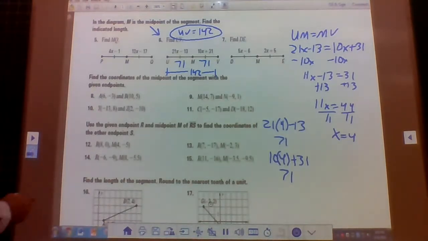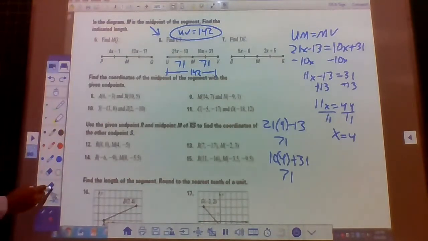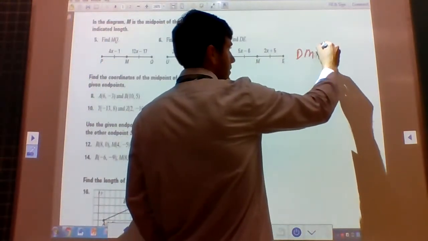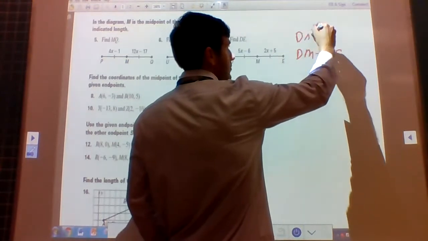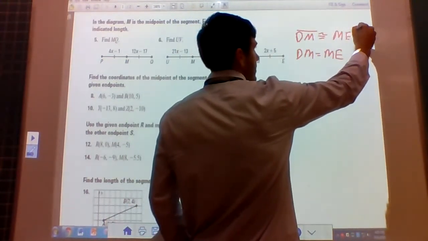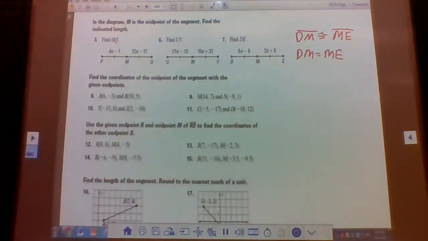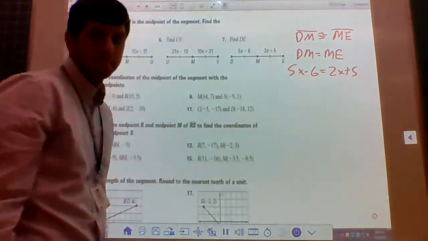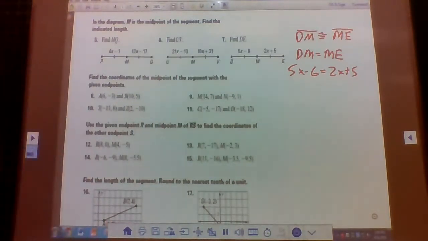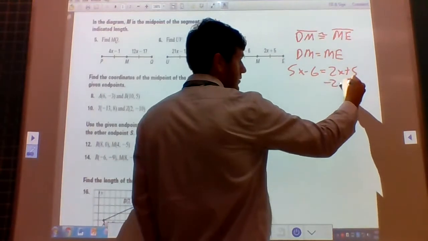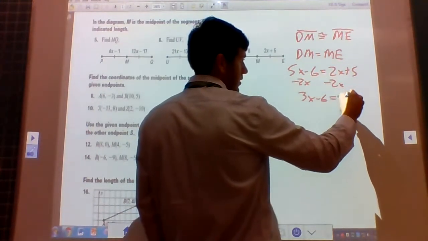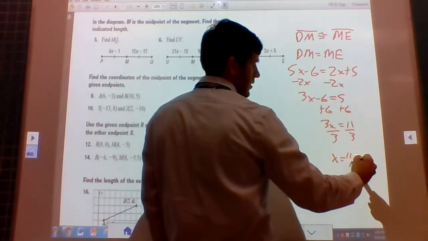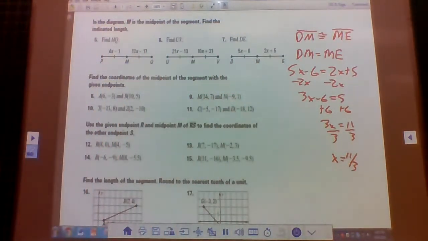All right, let's look at number 7. Again, M is the midpoint, so we know DM equals ME. Segment DM is congruent to segment ME. So we know that DM is equal to ME. So 5x minus 6 equals 2x plus 5. Subtract 2x from both sides, add 6 to both sides. And then divide 3 on both sides. X is 11 thirds. At this point, you can just use your calculator.